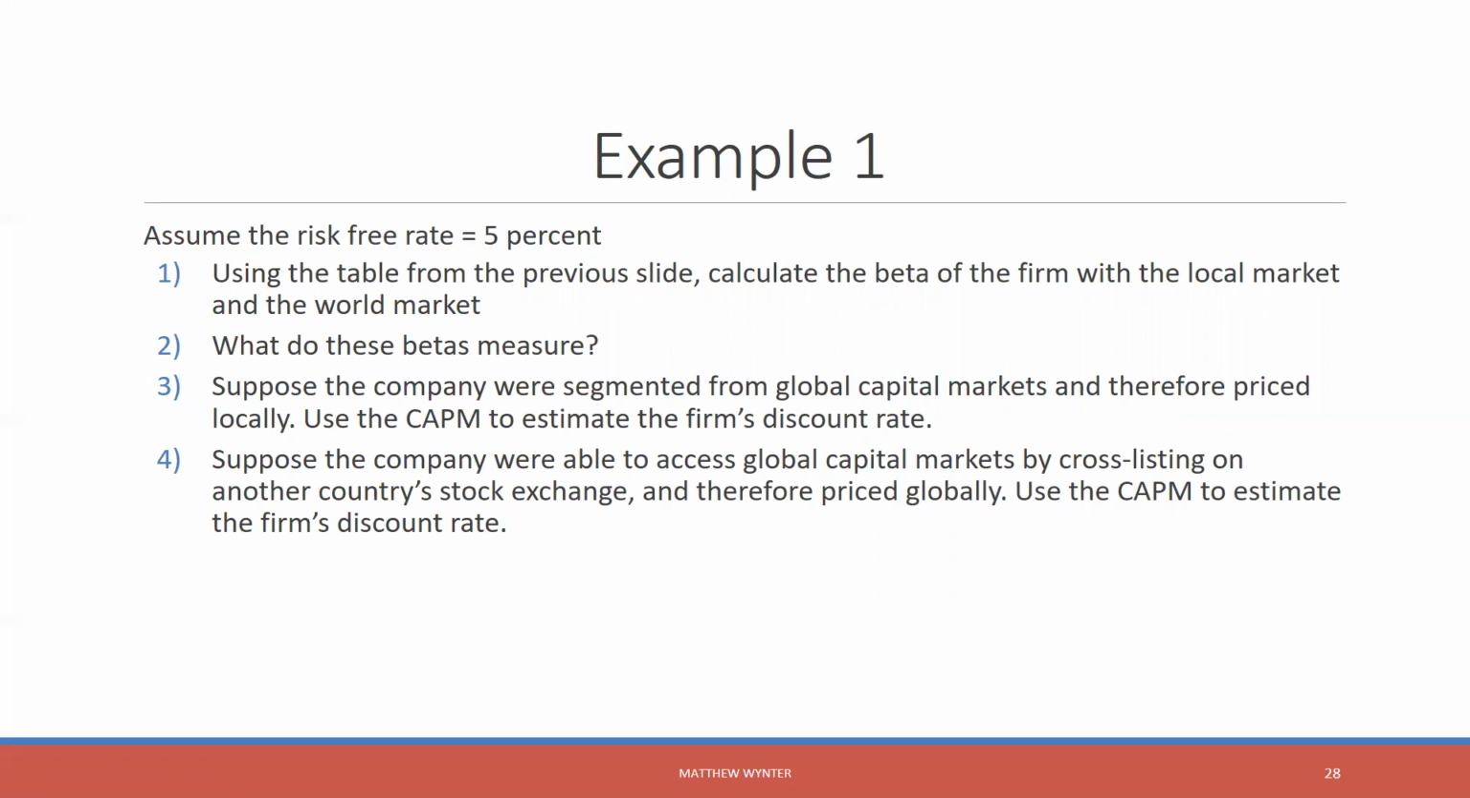Just to do things from the perspective of the local market first, we've got our beta. So what do we have? Our correlation multiplied by the volatility of the firm, the volatility of the local market, divided by the variance of the local market, the standard deviation squared.